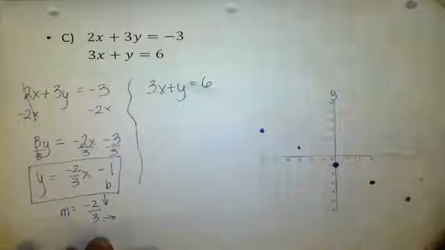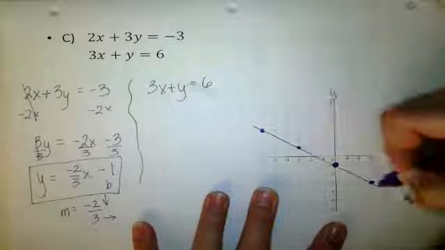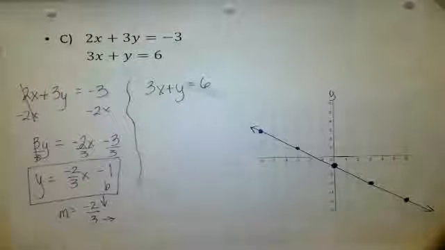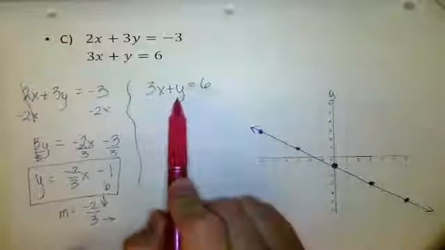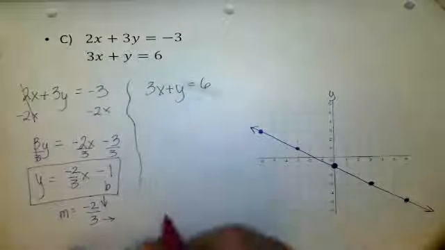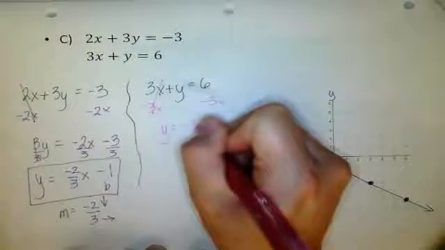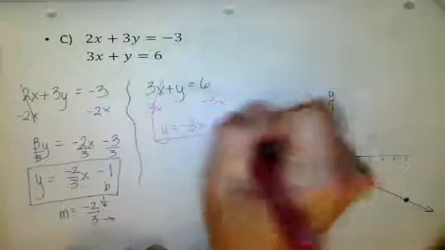That first line, ladies and gentlemen, take the time to graph the whole thing. There we go. All right, now this one again, we need to isolate the y. So what should we do? Subtract 3x. So we have y equals a negative 3x and a positive 6, which is in slope-intercept form.